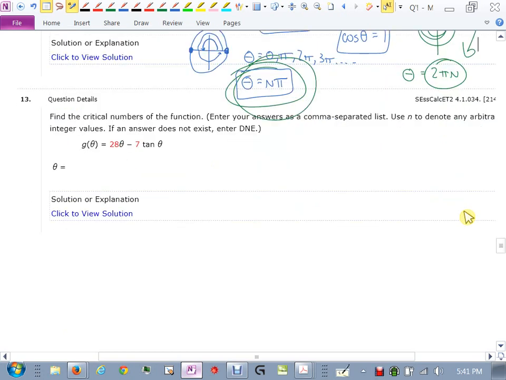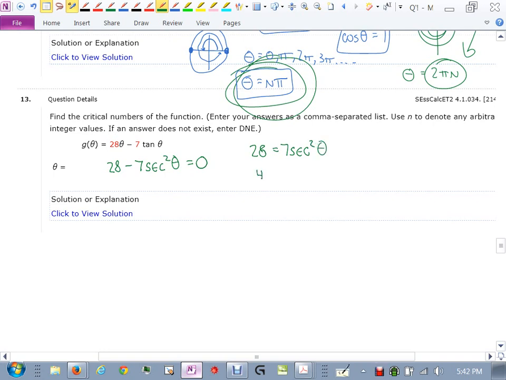Find the critical numbers here. So let me take the derivative with respect to theta. The derivative of 28 theta is 28, minus 7 times the derivative of tangent, which is secant squared theta. I want to know when that's 0. So when is 28 equal to 7 secant squared theta?